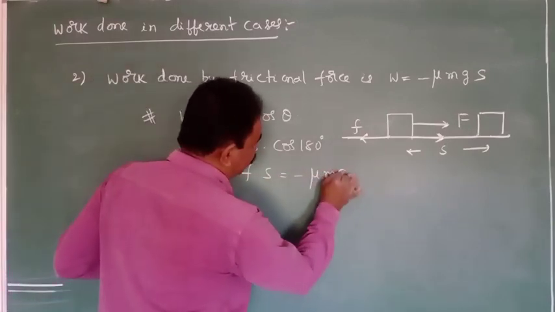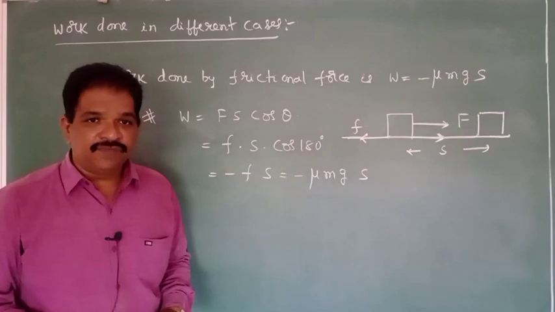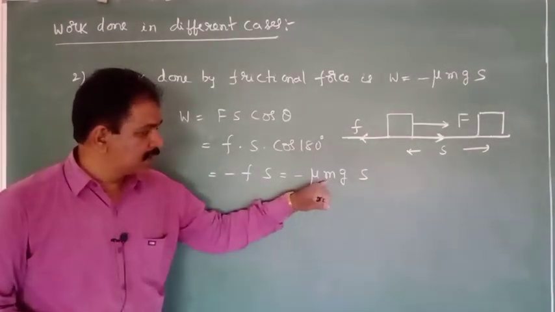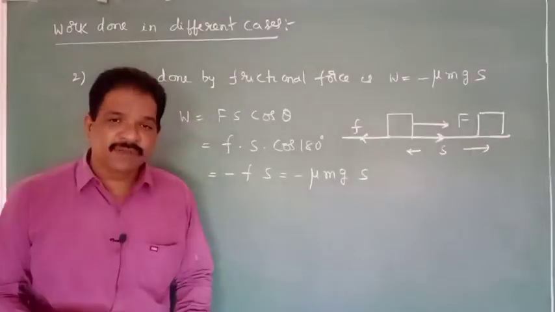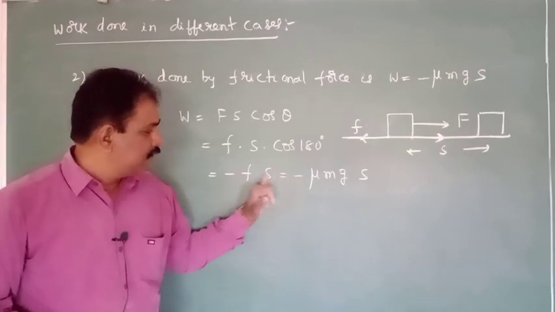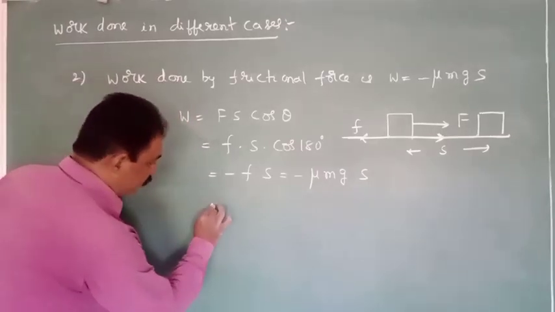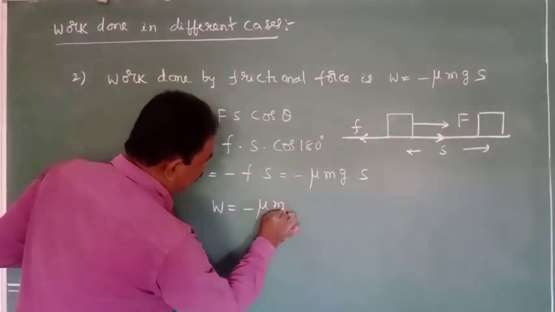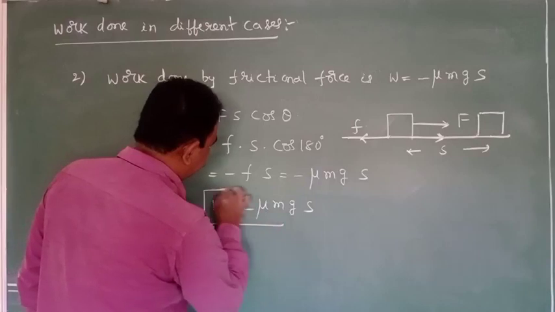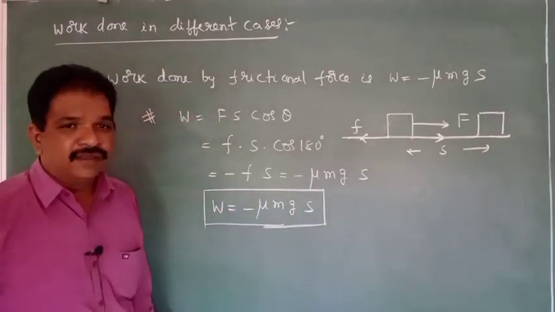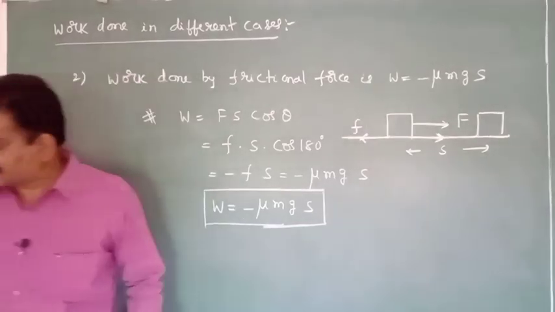Actually the frictional force formula is μmg. μ is called the coefficient of friction, m is mass, and g is acceleration due to gravity. Those formulas will come in the coming lessons. So the frictional force is -μmg, and finally what we got here is -μmg into S. So this is the formula for calculating the work done by the frictional force. Okay, next, third one.